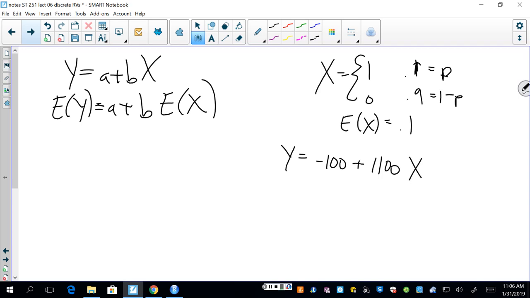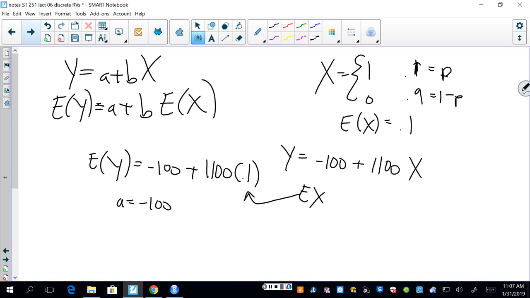So if we calculated this, what is the expected value of y according to this linear transformation? Yes. Negative 100 plus 110. So a is negative 100, plus this thing times the expected value of x, right? So x goes in here. B is 1100 in this case, and so this whole thing, negative 100 plus 110, gave us our $10 value. At the beginning, when we took the expectation of that variable, we got 10.